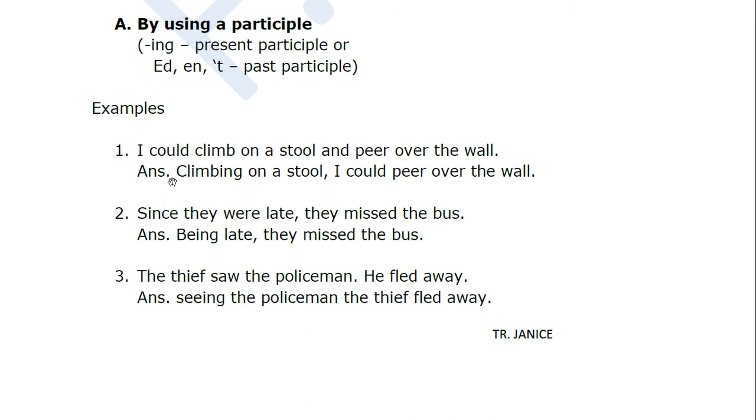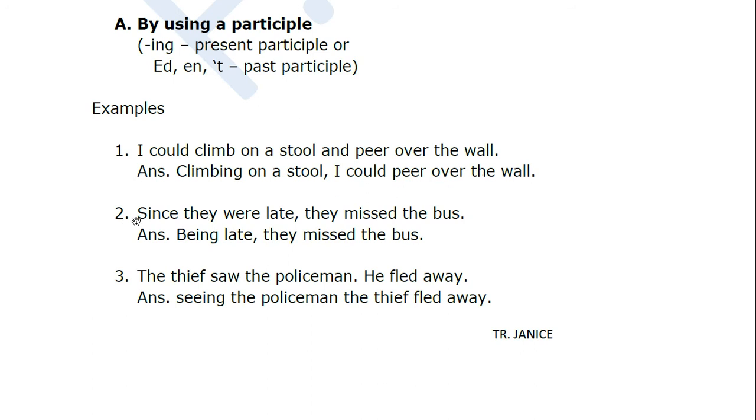So only this one finite verb remains. So let's see. What will you see? Climbing. Climbing what? Climbing on a stool, I could peer over the wall. So only one remains. See, this is your infinitive. This is your ing verb, and this is your finite verb. Only one. Okay. So climbing on a stool, I could peer over the wall.